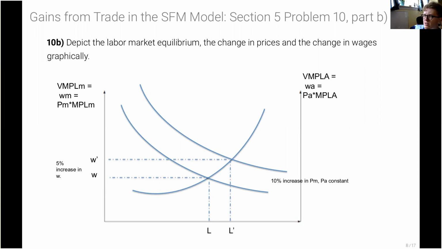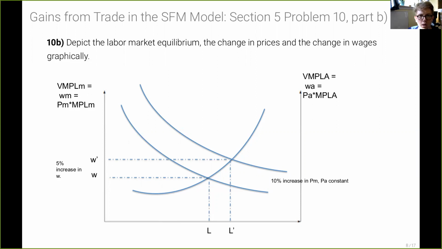Okay, so now moving on to problem 10, part B, what we want to do is depict the labor market equilibrium, the change in prices, and the change in wages graphically. Okay, so on the x-axis, we have the amount of labor that's going to be employed in either industry.